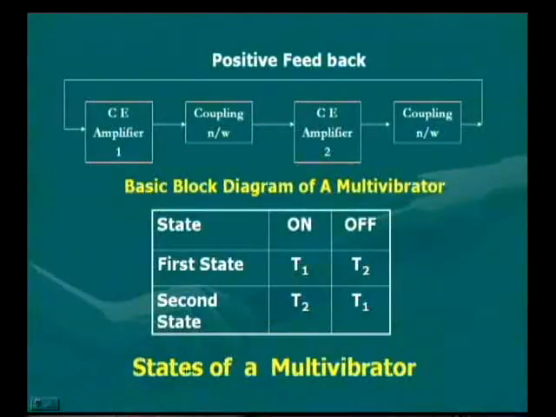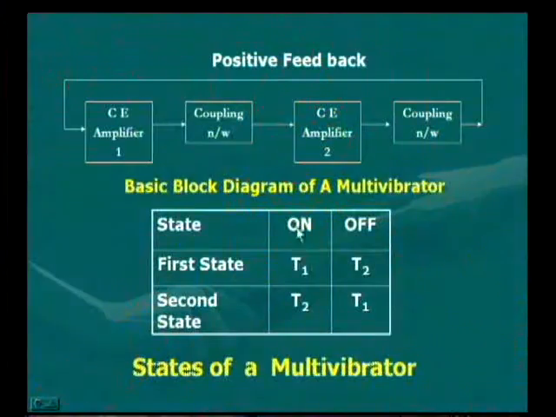Now we can see the multivibrator states. A multivibrator can have two states. That means the output of the multivibrator can exist in two different states. Let us say the first state is T1 equal to on, that is, the transistor T1 is in on state, and at the same instant transistor T2 will be off. So this is one state in which the multivibrator can have its output.